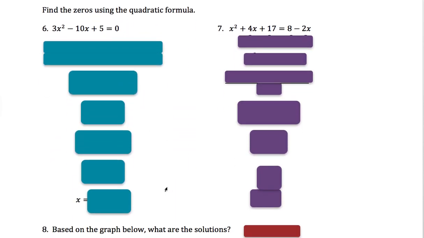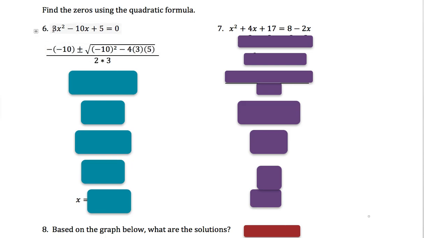Let's move on to numbers 6 and 7. On this one, it says find the zeros using the quadratic formula. So on this one, everything is in the standard form. So our A value is 3, our B value is -10, and our C value is +5. So in the numerator, we're going to start off with -10 plus or minus the square root of -10 squared minus 4 times 3 times 5. All right, now in the denominator, we're going to just have 2 times 3 because our A value is 3.